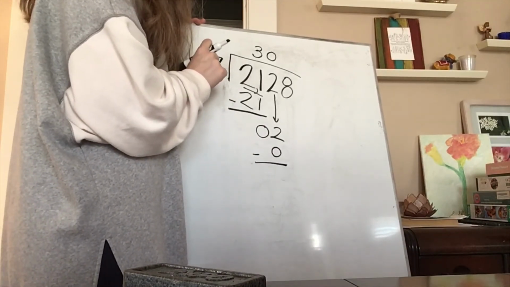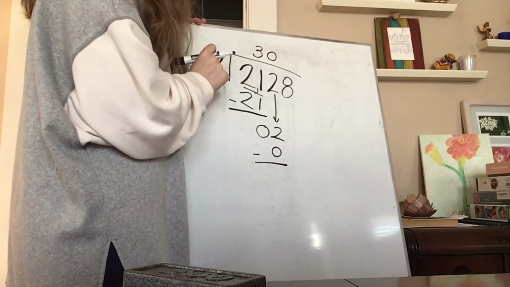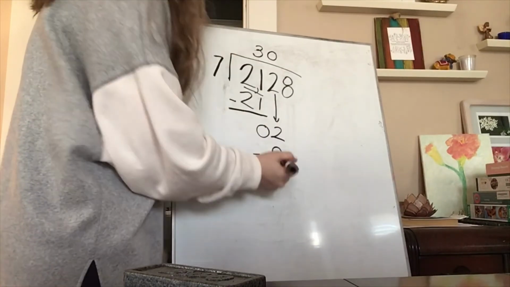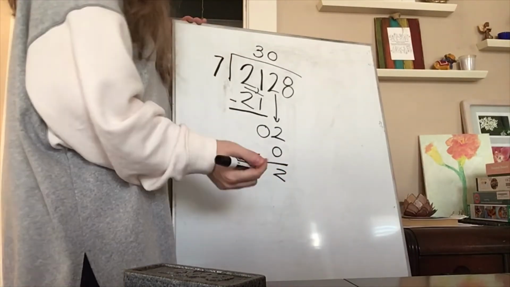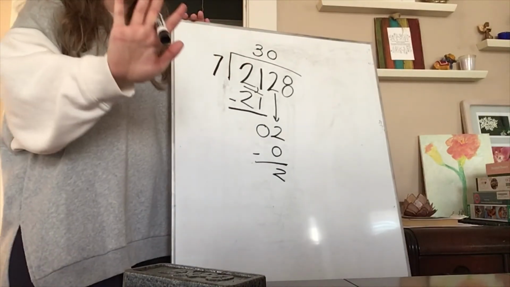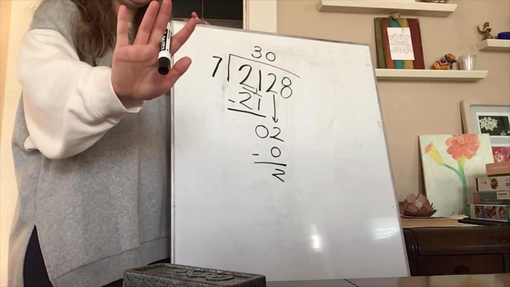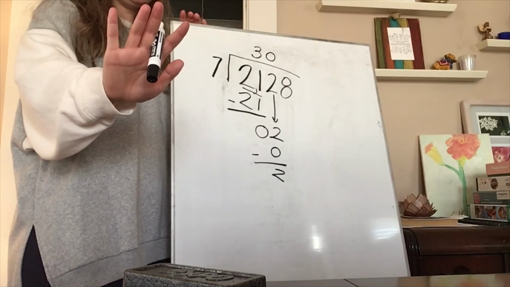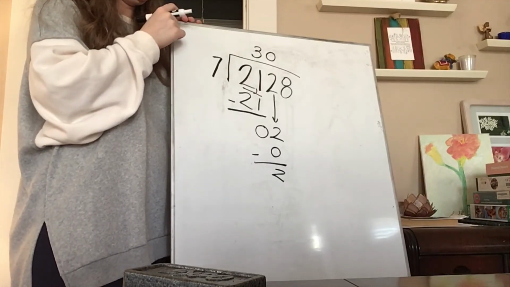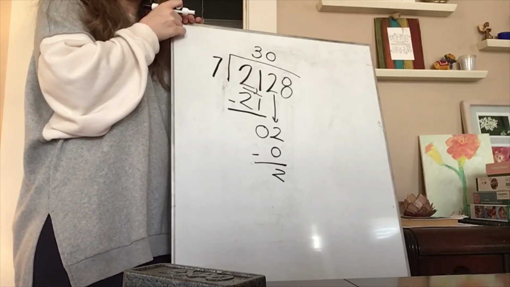Colin, what is the answer? 2. 2 minus 0 is 2. Okay, very good. What do we do next? Zari? Colin, don't forget to mute.